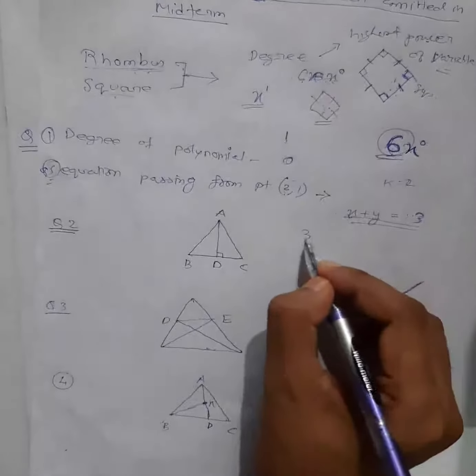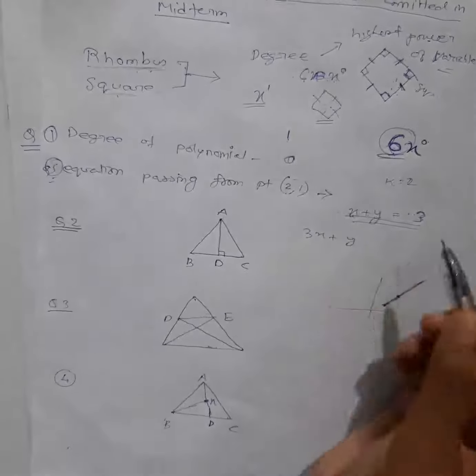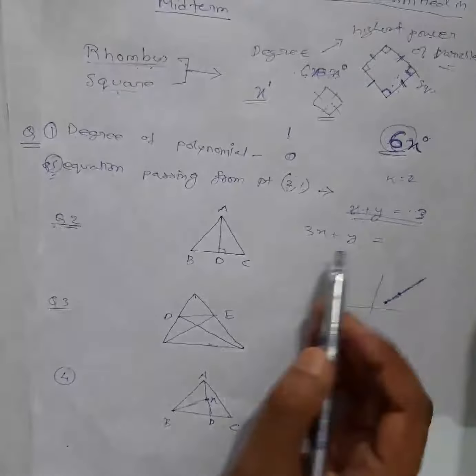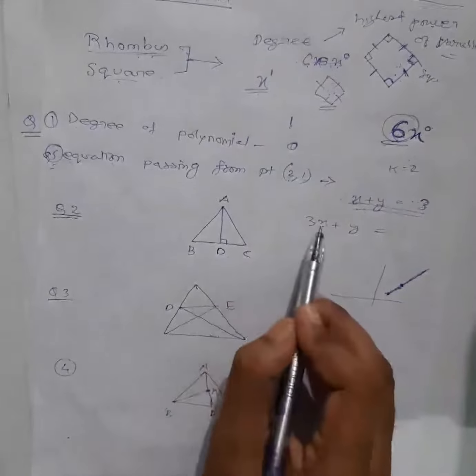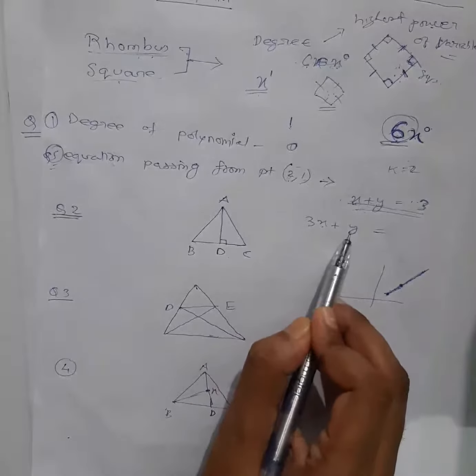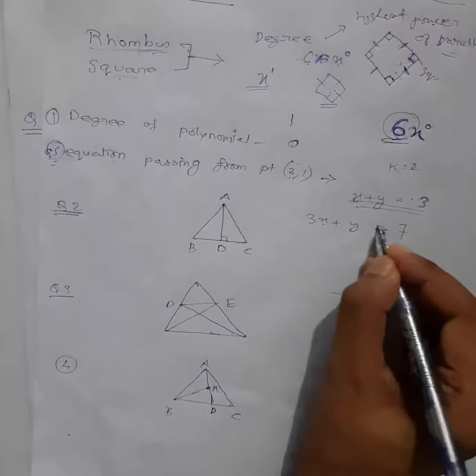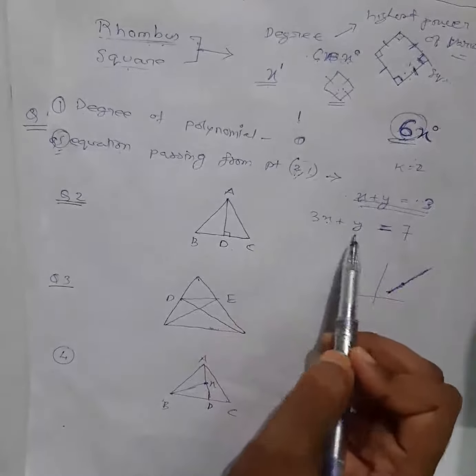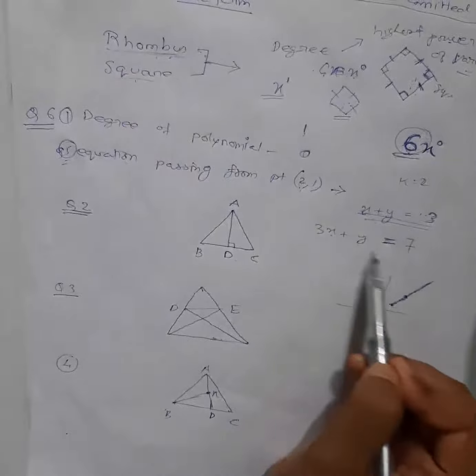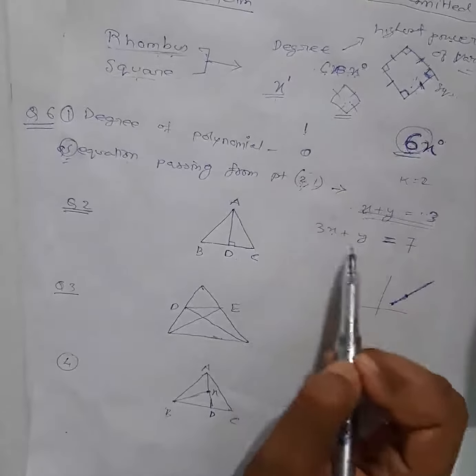Or you can write it like this also, 3x plus y. I told you, randomly you write something here. Now after that, you put 2 here, 1 here. Solve, what will you get? If I put 2 here, 2 into 3, 6, plus 1, 7. So use this trick. This is an equation which will pass through here. Why? Because this will satisfy the equation. You just have to write an equation which this point will satisfy, right?